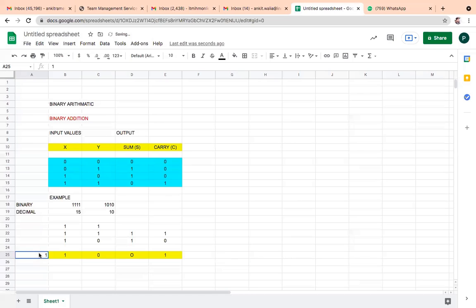Sir, there will be no carry. No, no. Actually, the carry which we have will be written for that 1 plus 1. Yeah, 1 plus 1 is 0. So 0 plus 1 is 1, and this 1 carry would be written over here. Okay, sir.